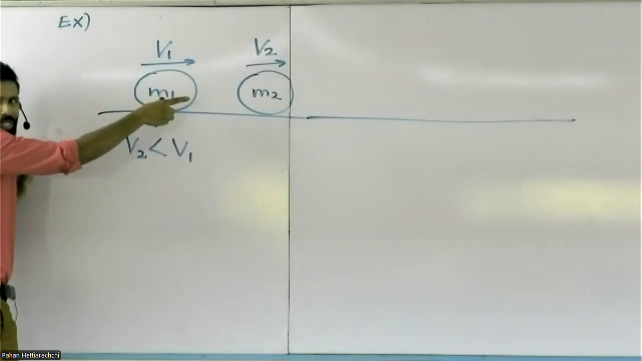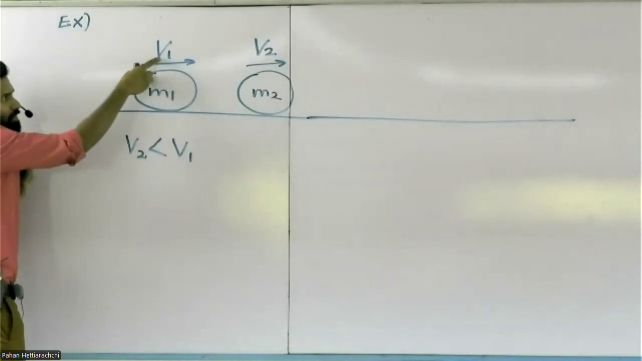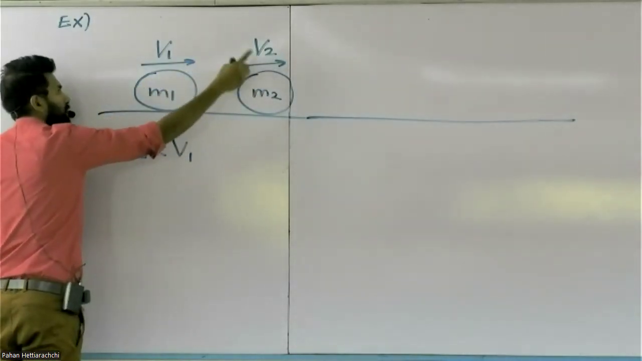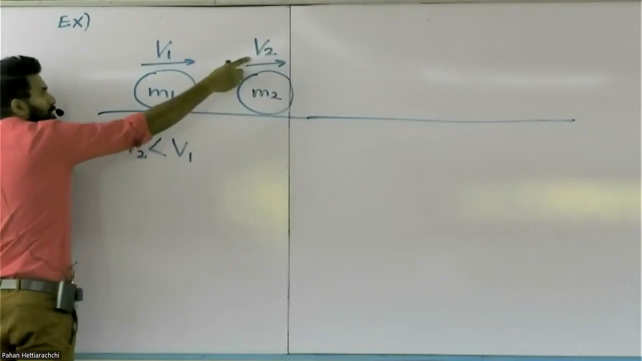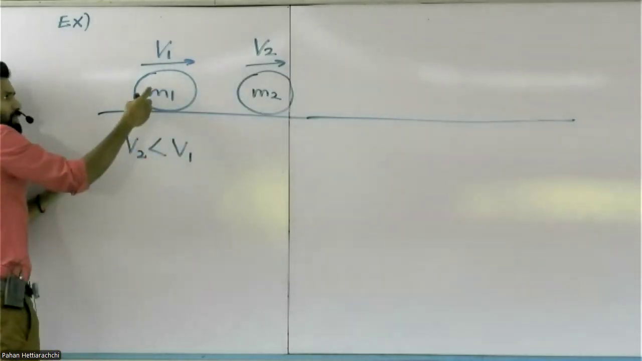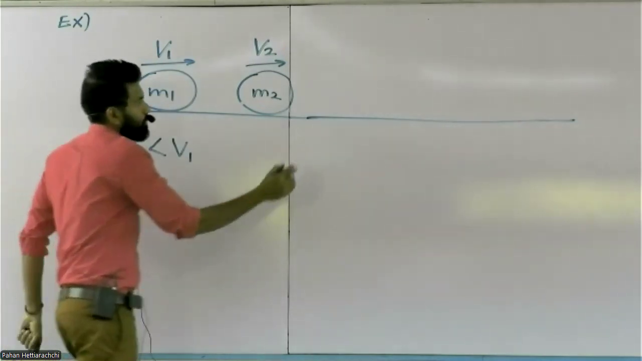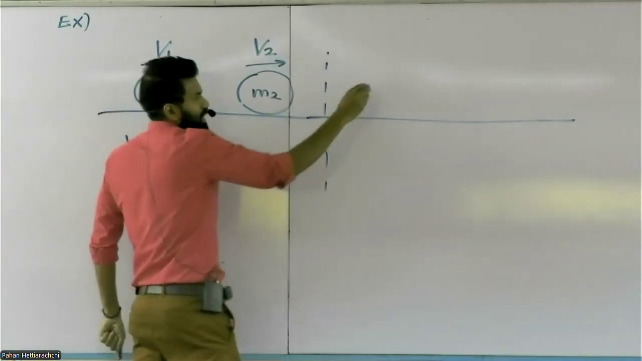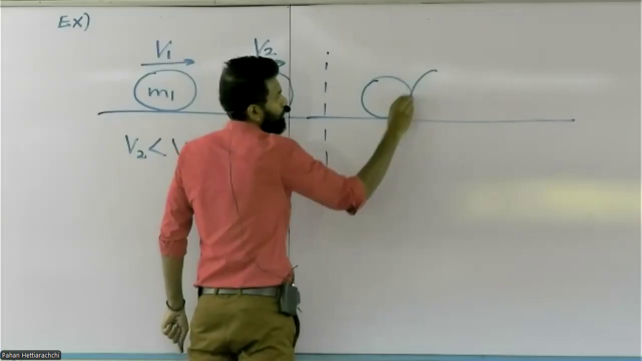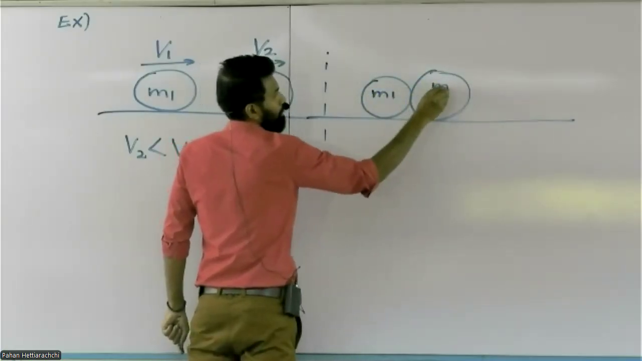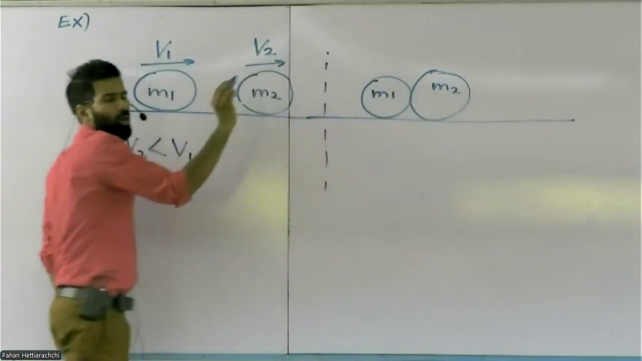There will be a collision. Why? Because m1 has a higher velocity, and the object in front is having a lesser velocity. So m1 will hit m2 from behind. After a certain period, there will be a collision. M1 and M2 will collide.